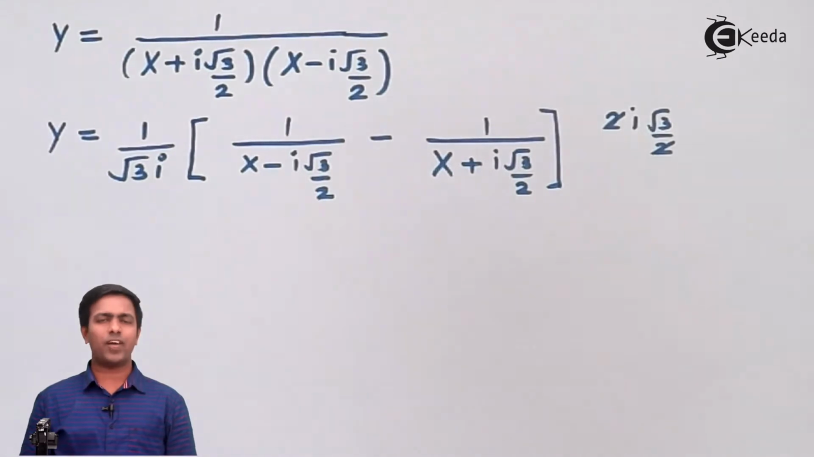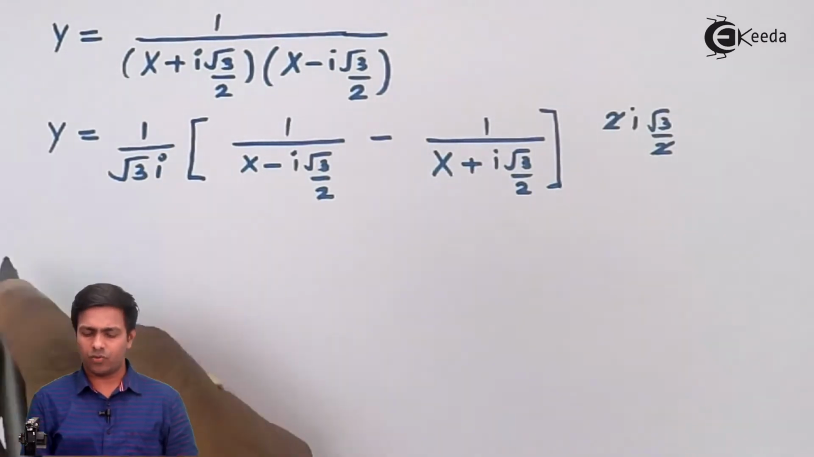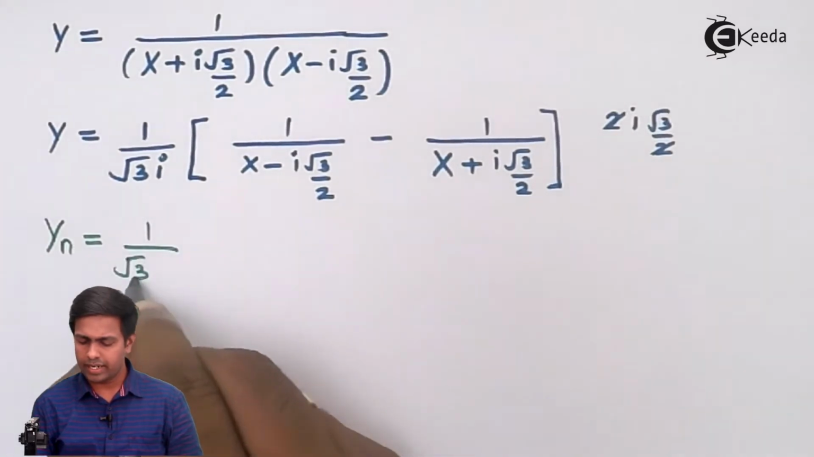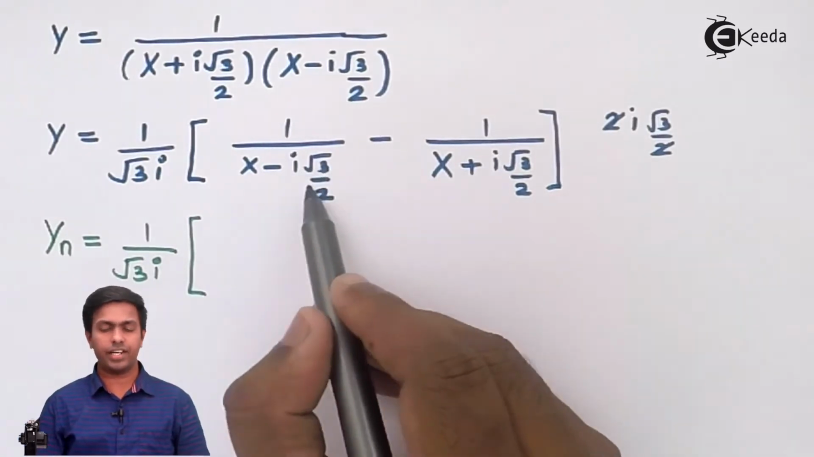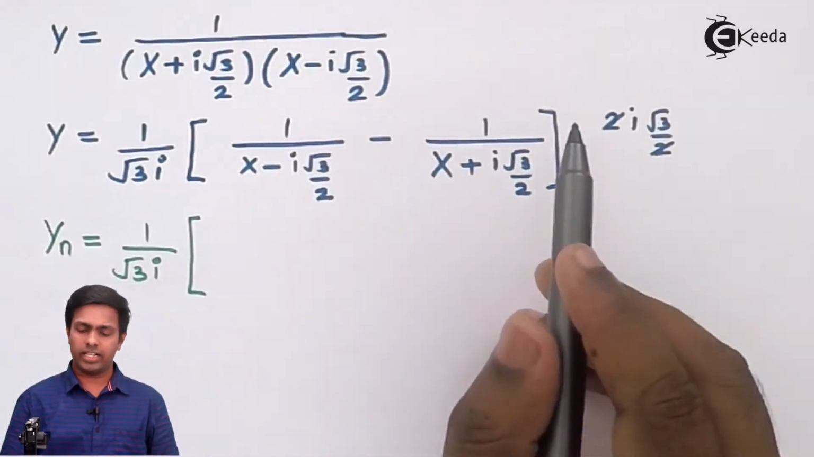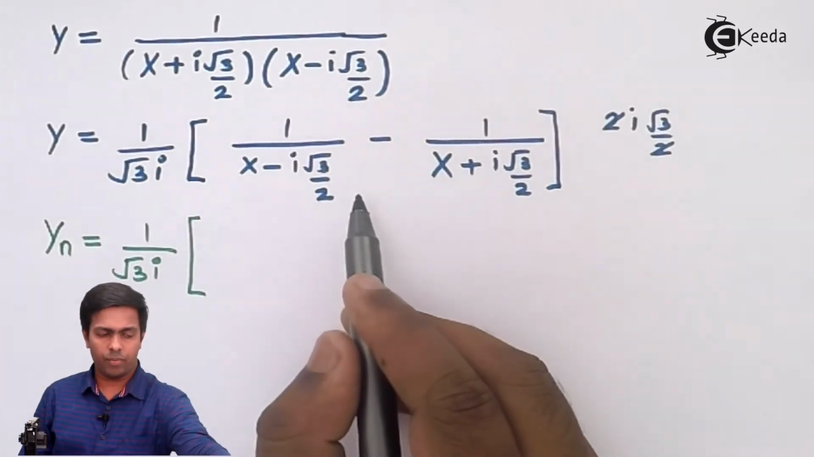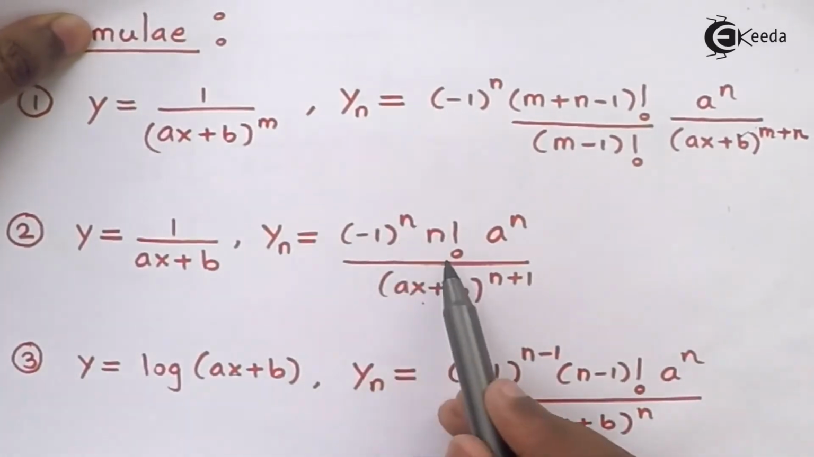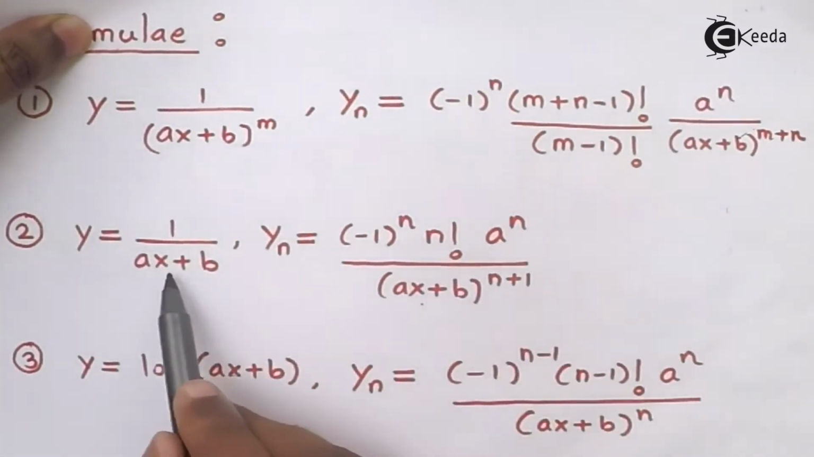Now from this value of y, we can find out the nth derivative of y. So guys, what is the nth derivative of this y? Which is y n, equal to 1 upon root 3 i. Now guys, just take the denominator, it is a linear factor and it is separated. So nth derivative of this term is given by a formula. Here I'll show you the formula. It is given by minus 1 raised to n, n factorial, a raised to n, upon ax plus b raised to n plus 1, for 1 upon ax plus b.